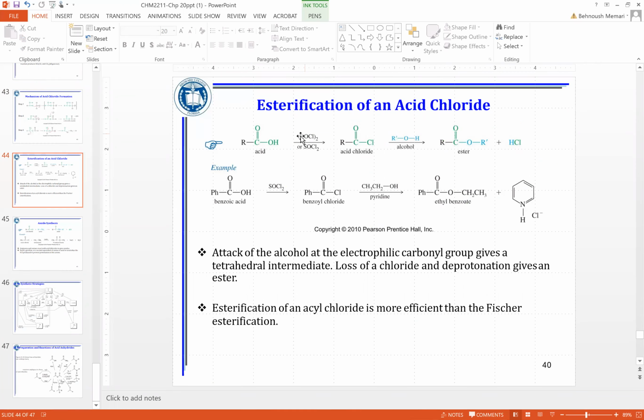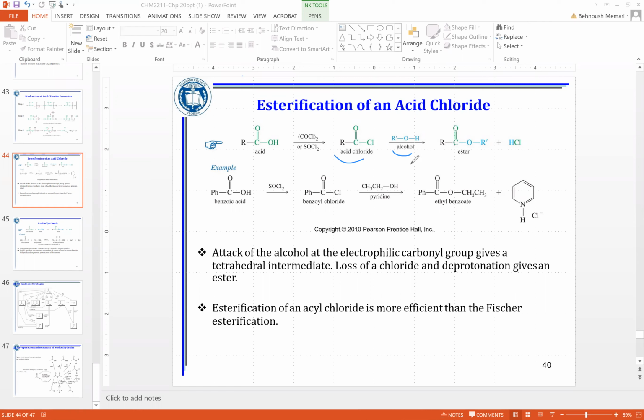Carboxylic acid plus either thionyl chloride or oxalyl chloride can give you acid chloride. Acid chloride can do the exact same reactions, or any reaction that carboxylic acid can do, much faster. So if you have acid chloride and you add alcohol, what would you get as a product?